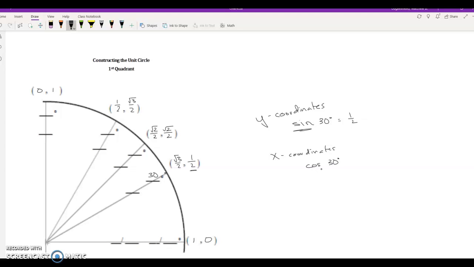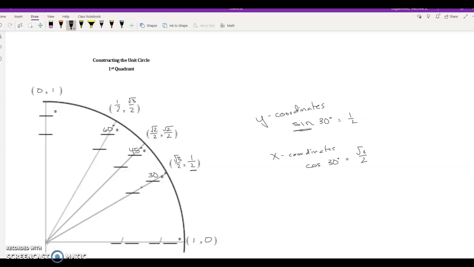So if I wanted to quickly figure out what the cosine of 30 degrees is, I would look at the x-coordinate here, and that's equal to the square root of 3 over 2. Okay? It's the same process for 45 degrees. It's the same for 60, in that we just use their coordinates here to figure out that this is the cosine ratio of 60 and this is the sine ratio for 60.